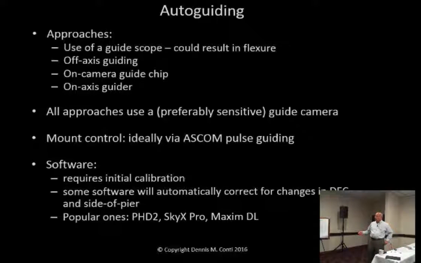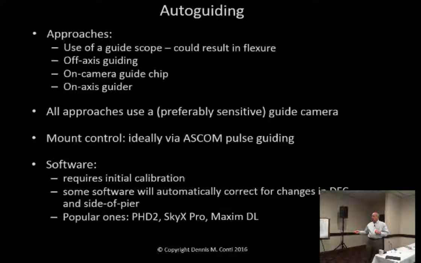Auto-guiding. Again, several forms of auto-guiding. Some folks use a separate little refractor scope to pick off a guide star. The problem with that is there could be flexure between that guide scope and the main scope, which doesn't present as good guiding as if it's what's called off axis, meaning it's in the line of the optics, but there's a little pick-off mirror, so you're not getting any flexure.